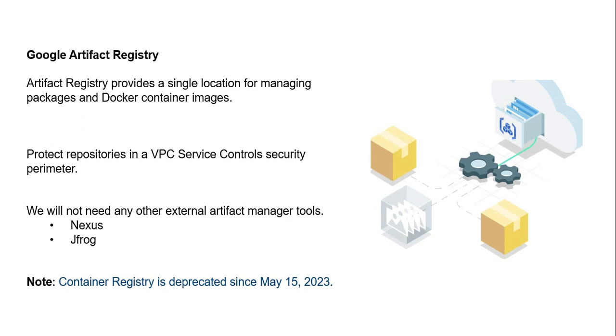One of the features is called protecting the repository in VPC service control security perimeter. This helps to protect the service from both insider and outsider access. We will not need any other external artifact management tool like Nexus or JFrog, because Google Artifact Registry can provide the inbuilt mechanisms to store your libraries or packages as well as your container image. Note, the Container Registry is deprecated since May 15, 2023, so it is no longer available.